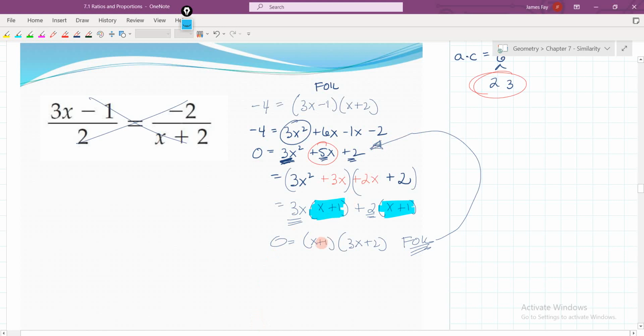But the reason we have to do that is because I'm looking for two numbers now that multiply together to give me 0, so that means this x plus 1 must be 0, or 3x plus 2 must be 0, so x could be negative 1, or x could be, in this case, negative 2/3.